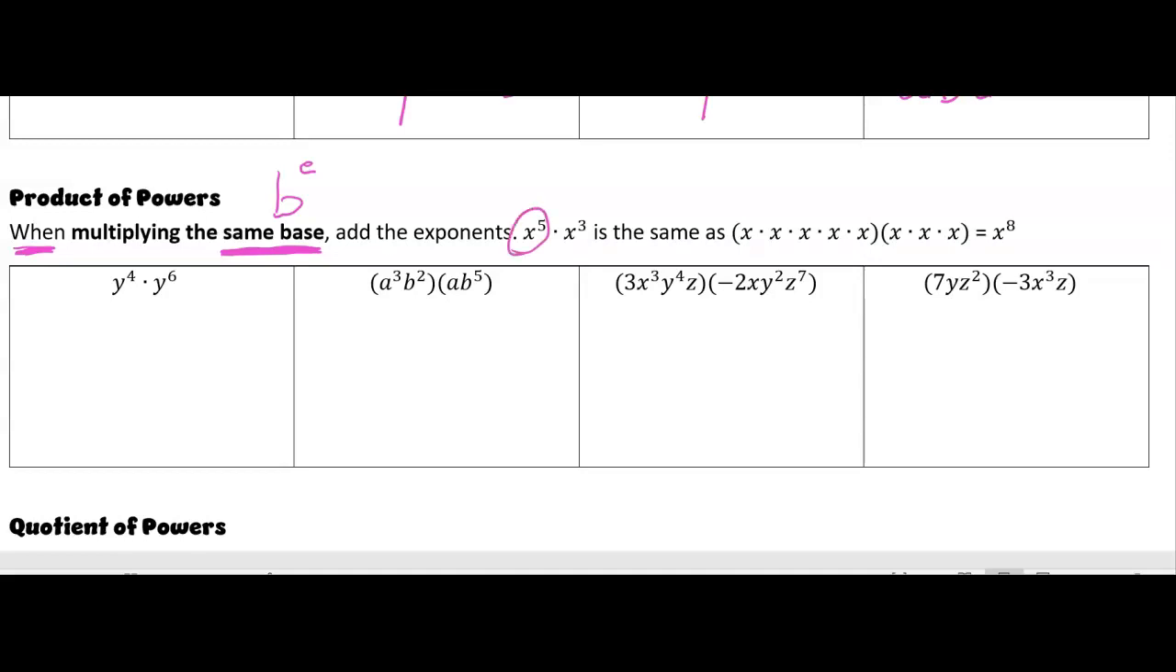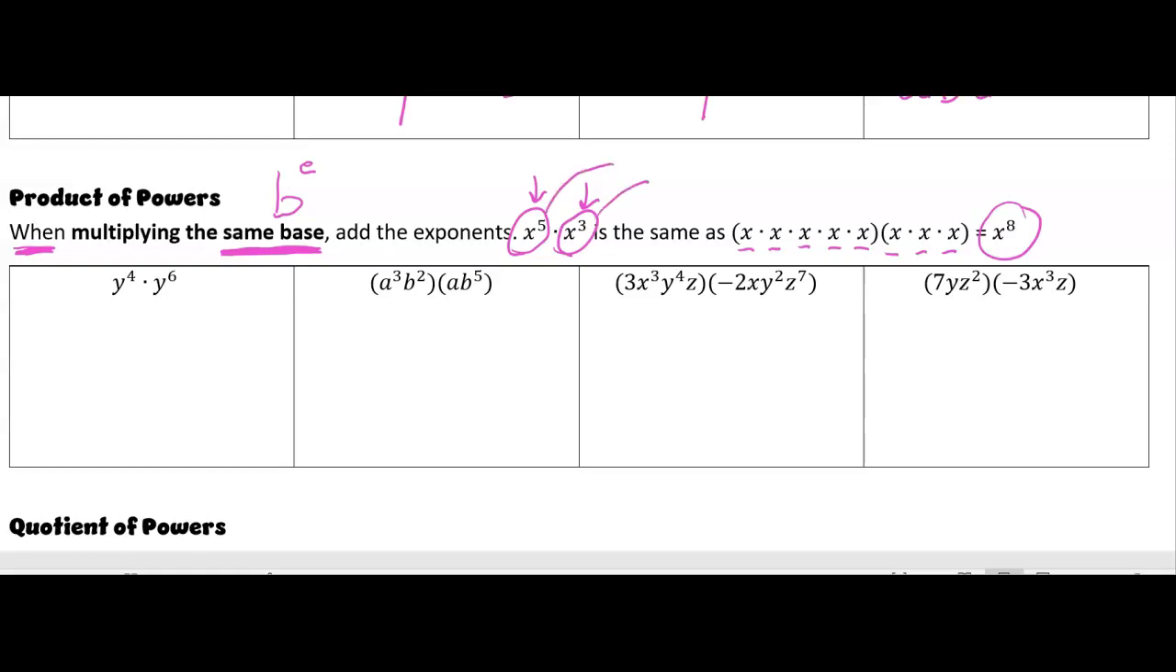So here's an example. We have x to the fifth times x to the third. Well, think about what x to the fifth means. It means x times x times x times x times x, 5 of them, right? And think about what x to the third means. It means x times x times x, and we're multiplying. So really we have 8 of them. That would give us x to the eighth power. So the shortcut is to add the powers.